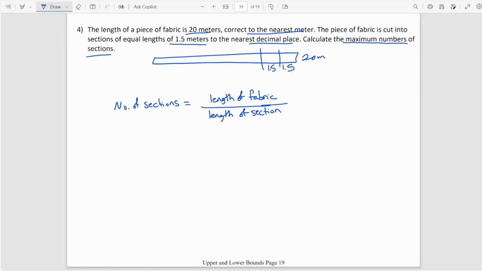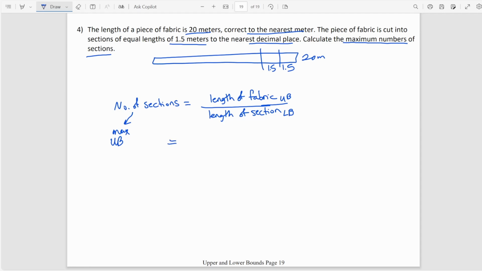Now through this rule, we're going to find the maximum number of sections. So we want the maximum for the number of sections, or the upper bound. Okay. Now, don't forget, the length of the fabric was rounded to the nearest meter, and the length of the section was rounded to the nearest 1.5 meters. So both of them have upper and lower bounds. Now we want the upper bound for the number of sections, and this is a division operation. So we'd want the upper bound for this one and the lower bound for this.